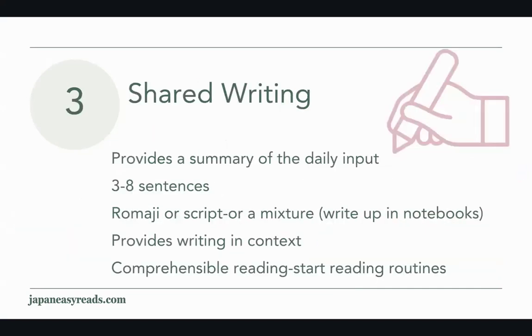After all of that rich oral input, we move on to shared writing. Again, I talked about this last week and went into a little bit more detail with write and discuss, which is a really good CI strategy. But basically in the shared writing section of your lesson, you collectively with the class provide a summary of the daily input that you all created together. And typically it could be between 3 and 8 sentences. It could be more, depending on your level, depending on your cohort of students.